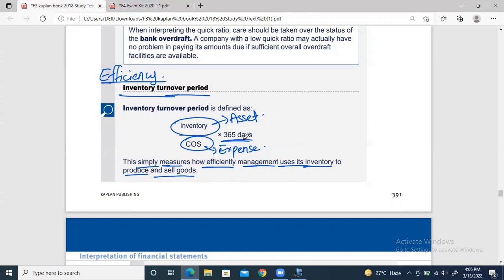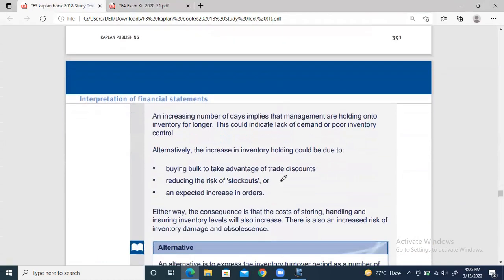So we have to multiply it with 365 days because it will give us the answer in days. The answer of this will be in days, because it's the inventory turnover period in days actually. Okay, right? Now let's read the explanation. An increasing number of days implies that management are holding on to inventory for longer.